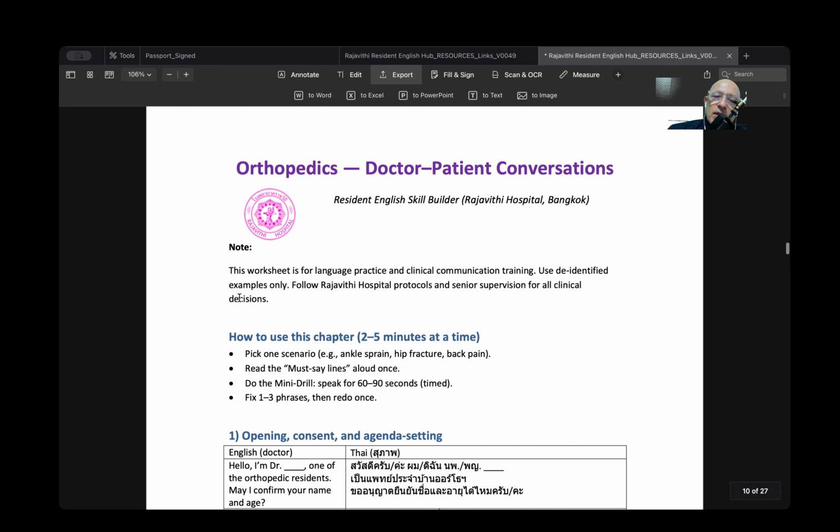All right. Now it's created this chapter for orthopedics, and if anyone has any requests, we could create other chapters for other specialties. I'll see if I can do that.